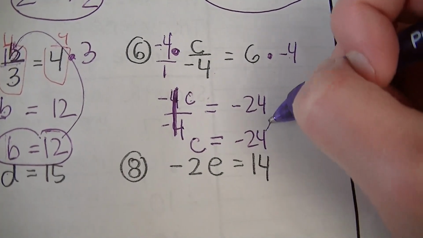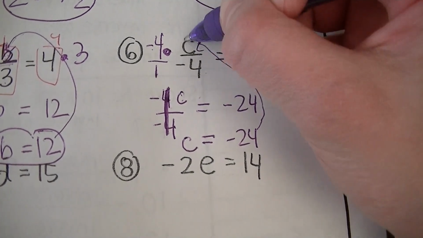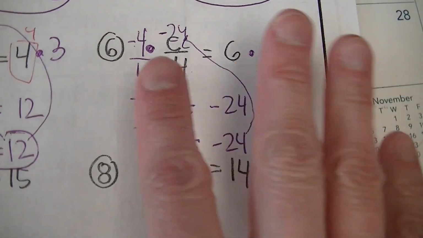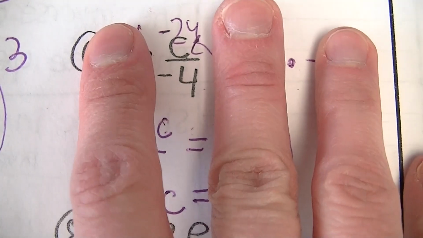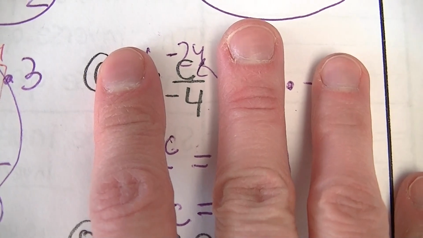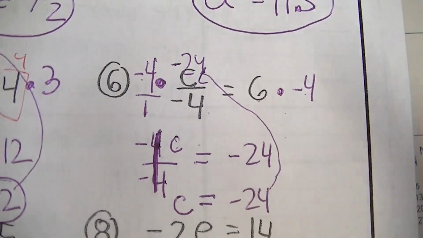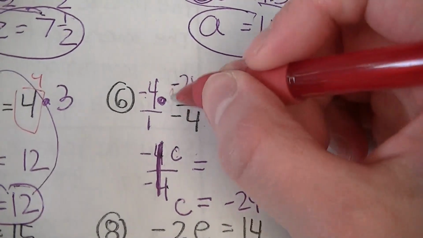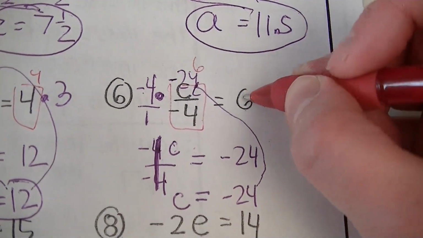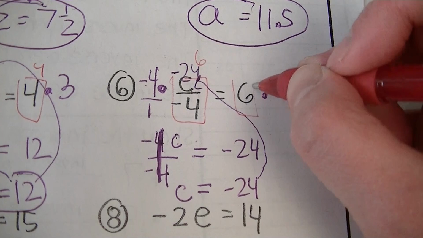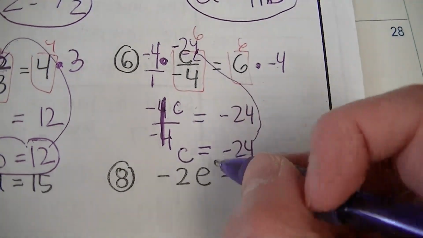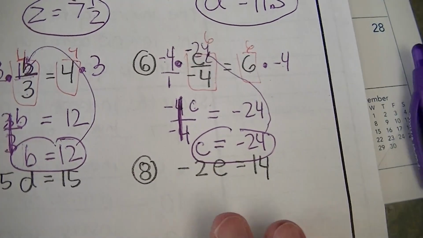But let's substitute it to make sure we didn't mess up. So I'm going to put the -24 there into the original problem. -24 divided by -4. A negative divided by negative is a positive. So -24 divided by -4 is a positive 6. Yep, got it right, because this right here equals 6 after we've substituted in that value. And this side equals 6, so that is the correct answer. The value of c is -24.